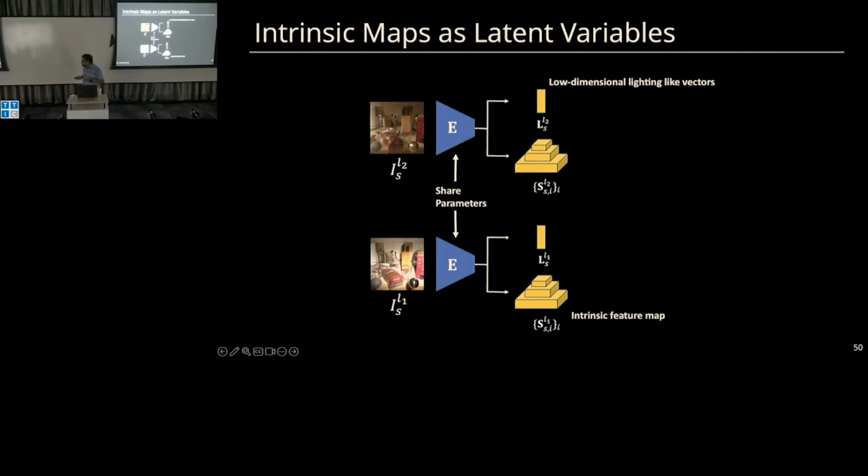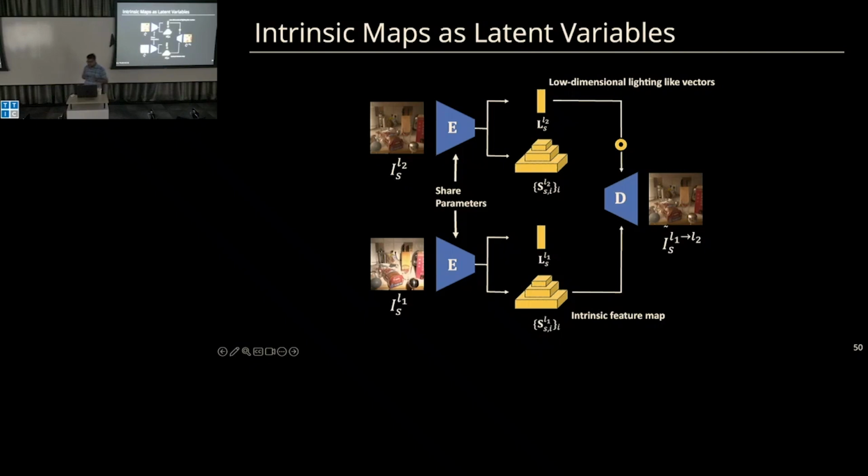Now we train a decoder that takes in the lighting vector from one image and the intrinsic feature map from another image and combines them to get the relit image. Since we are taking lighting from the top image, the image that we get as an output should match the top image. Now you can impose a simple regression loss between the top image and the output that you get. And you can also impose one more constraint: the intrinsic feature map from two different images has to be the same, because they are light-independent components, so they should not change as lighting changes.